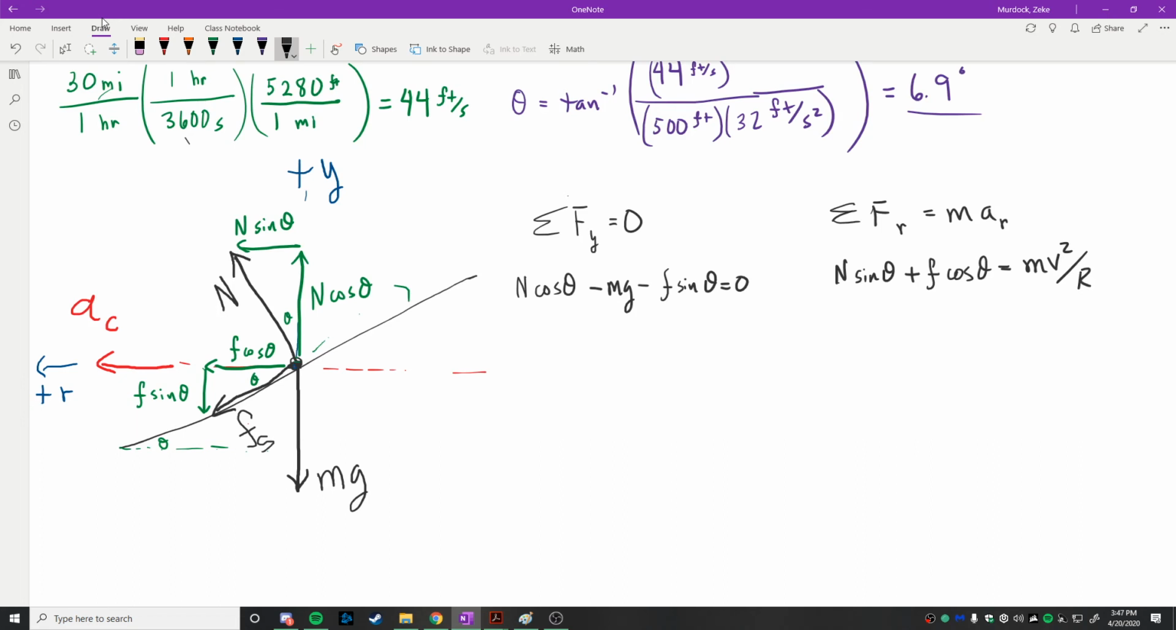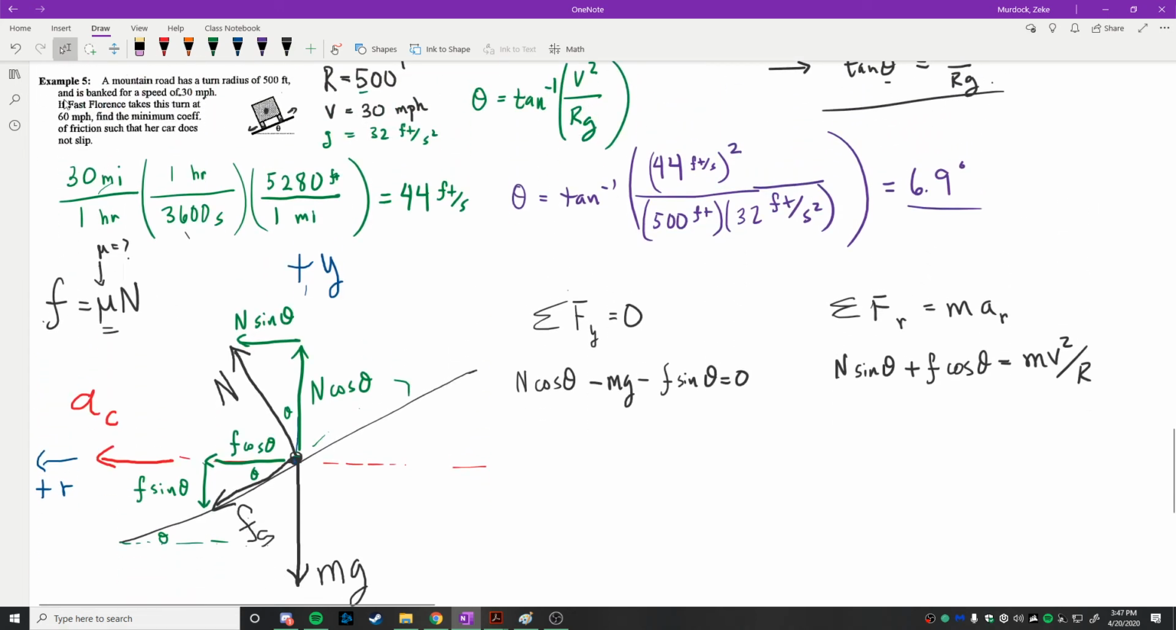And those are the two equations we need to solve, along with the fact that the static friction force is equal to the coefficient of friction multiplied by the normal force. And ultimately, this is what we're trying to find, right? What is mu equal to? Let's go back to the question so we can understand what we're doing again. If this person takes the turn at 60 miles an hour, find the minimum coefficient of friction so that the car does not slip. Does not slip means it doesn't slide up, it doesn't slide down. All right, are you guys ready to solve these equations? Do you have any questions?